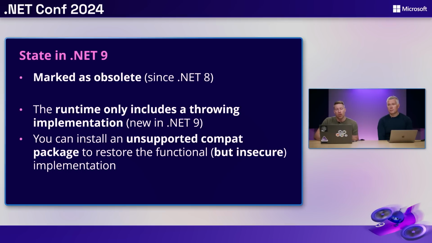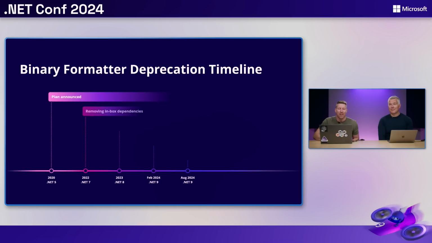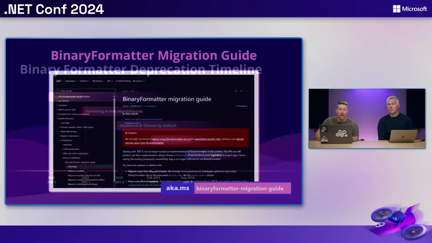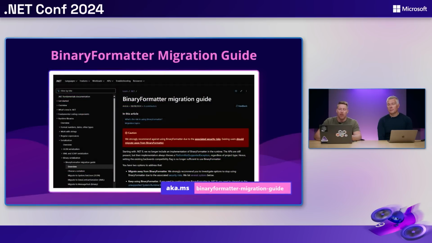There is an unsupported compat package, and I will show that in a minute, that you can use to bring back the functionality. But the new thing here is it's unsupported, and it will remain unsupported. So in .NET 9, you can still bring it back. However, then you're unsupported. We really want you to stop using binary formatter. And hopefully this is not exactly news to you. We started circulating those plans in 2020 with .NET 5. And then in 7, we started removing our inbox dependencies on it, and then we marked it as obsolete, and we removed it effectively with .NET 9. So there's a migration guide as well.